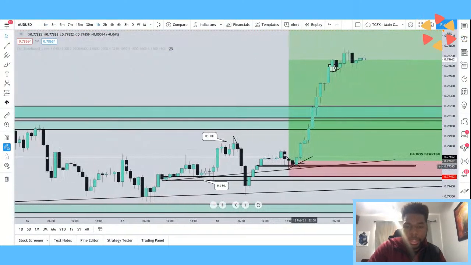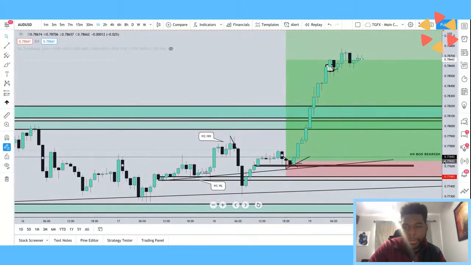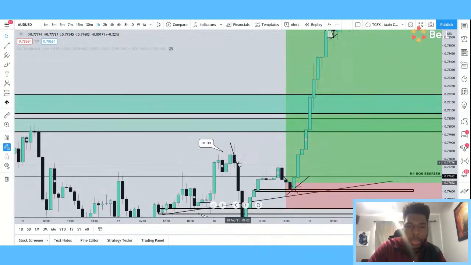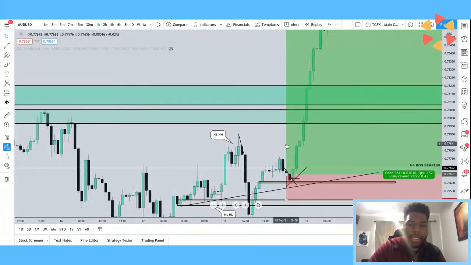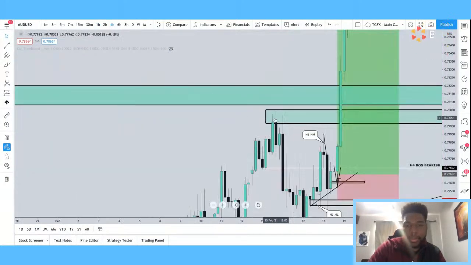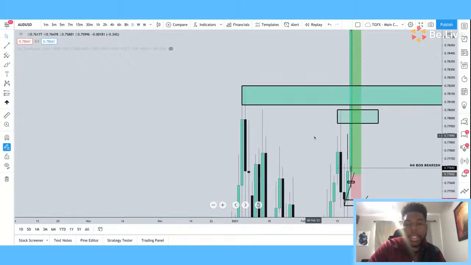So my first take profit was the H1 structure here. Now, overall, I knew that if price did not want to break through this level here, that we could potentially push back downwards. Now, we see that we literally just smashed through that. So my next target was, of course, the H4 structure up here off of this zone right here. And it did coincide with the daily level as well.